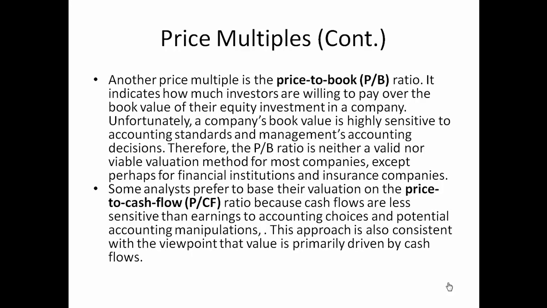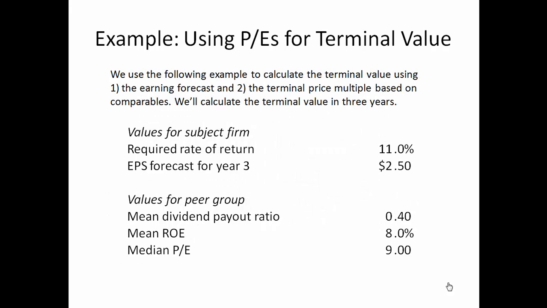Some analysts prefer to base their valuation on the price to cash flow ratio because cash flows are less sensitive than earnings to accounting choices and potential accounting manipulations. This approach is also consistent with the viewpoint that value is primarily driven by cash flows. So let's take a look at an example of using PE ratios for terminal value. We use the following example to calculate the terminal value using first the earnings forecast and second the terminal price multiple based on comparables. We'll calculate the terminal value in 3 years.